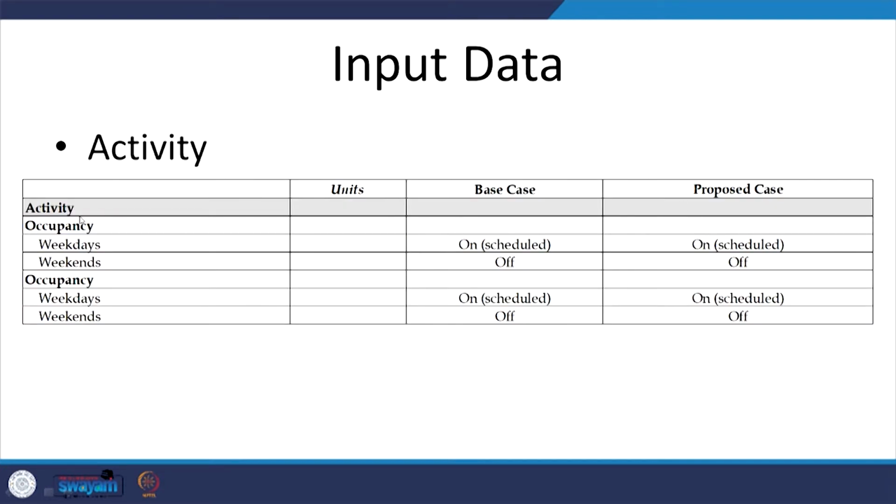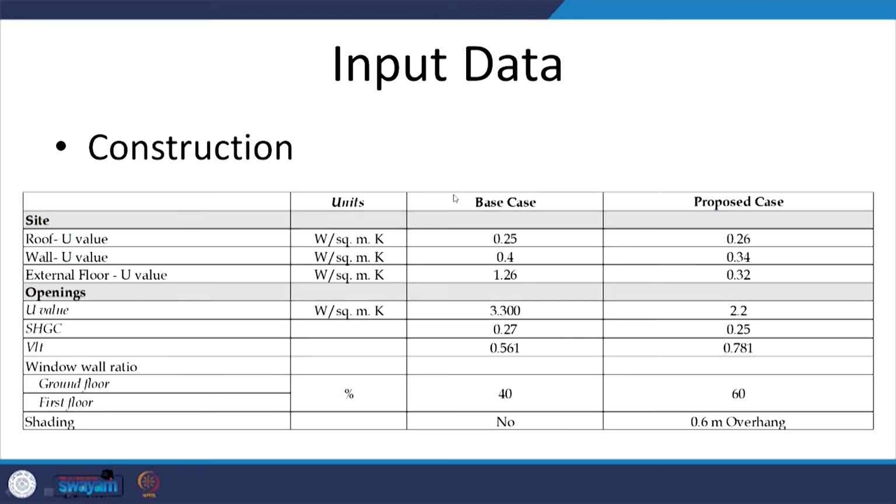In case of activity, the occupancy has to remain the same, the schedules have to be the same. So, people come at the same time, the percentage of occupants, also on both weekends and weekdays. So, the activity schedules remain the same. Now, one thing which will change and which we have already changed is the construction template. So, for the base case, we have the values which are coming out of the code. In our case, the relevant code was ECBC, and so the values which we have taken are from ECBC.